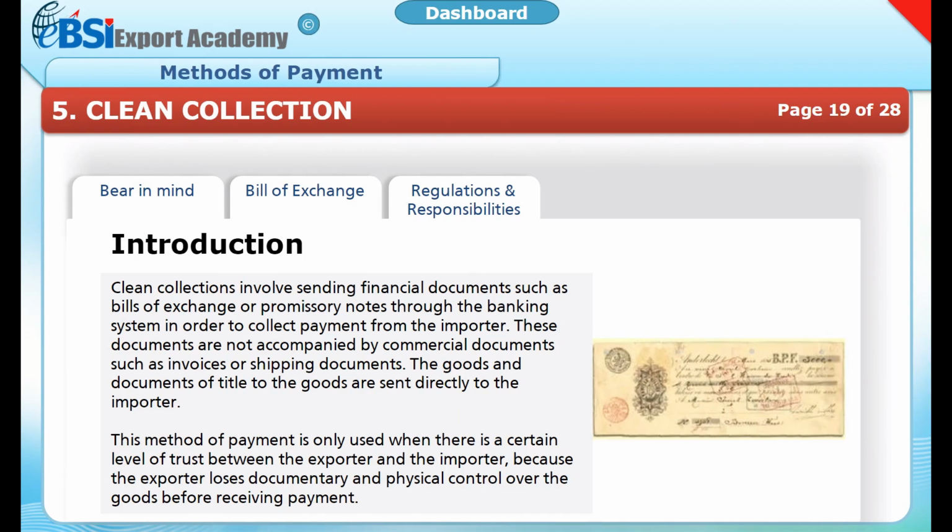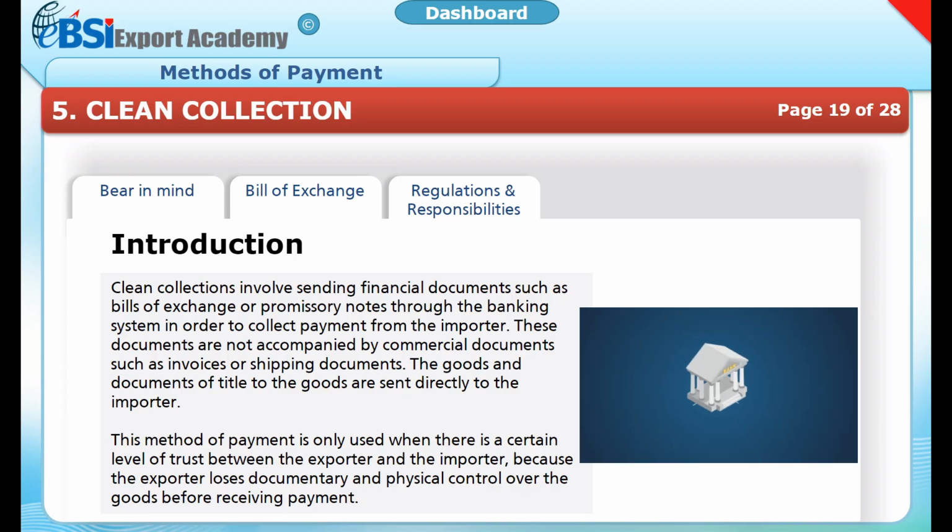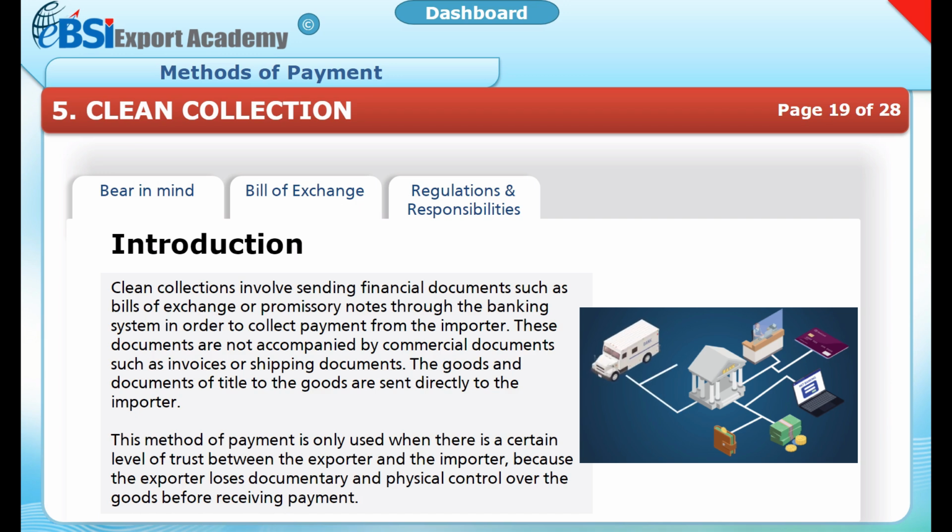Clean collection. Clean collections involve sending financial documents, such as bills of exchange or promissory notes, through the banking system in order to collect payment from the importer. These documents are not accompanied by commercial documents, such as invoices or shipping documents. The goods and documents of title to the goods are sent directly to the importer. This method of payment is only used when there is a certain level of trust between the exporter and the importer, because the exporter loses documentary and physical control over the goods before receiving payment.